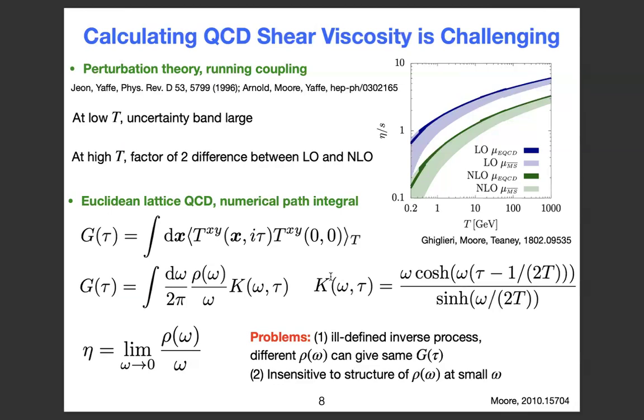But this is a highly non-trivial inverse process. It's actually mathematically ill-defined because we only have a finite number of data points from the lattice calculation for G(tau), but we need to invert it and get a continuous function out of it. So as you can imagine, different functional forms of rho(omega) will give you the same lattice data. And furthermore, the kernel involved in this inversion process has a property that it becomes a constant when omega is small. And that just means this inversion process is insensitive to the structure of rho(omega) at small omega. So that makes the inversion even more challenging.